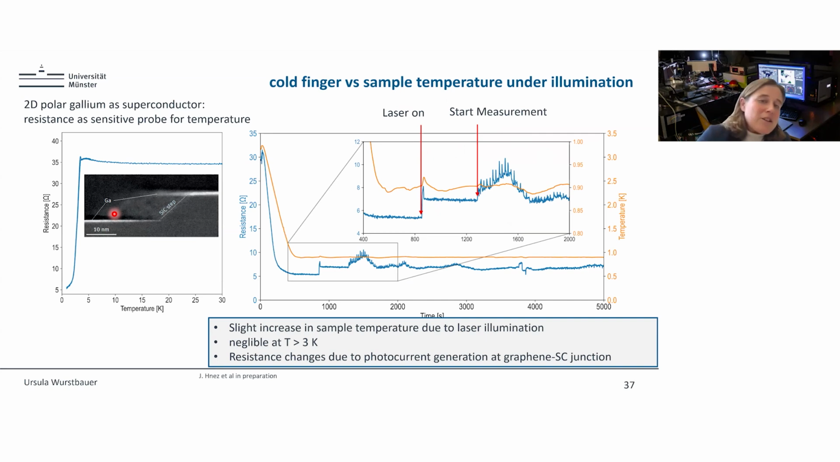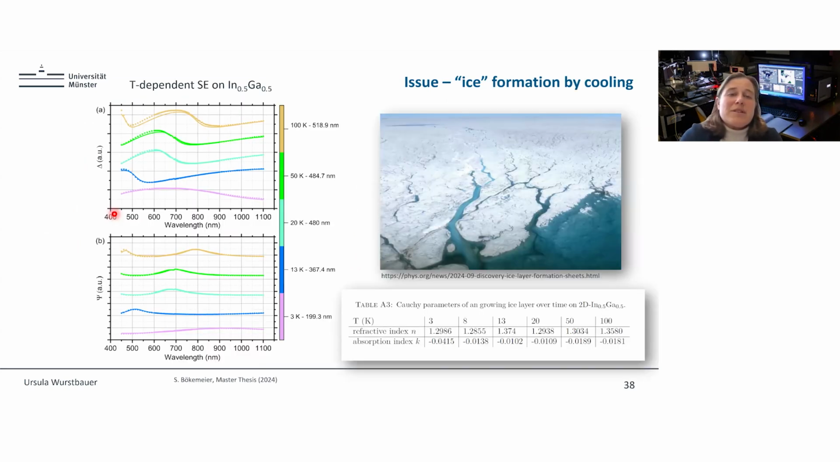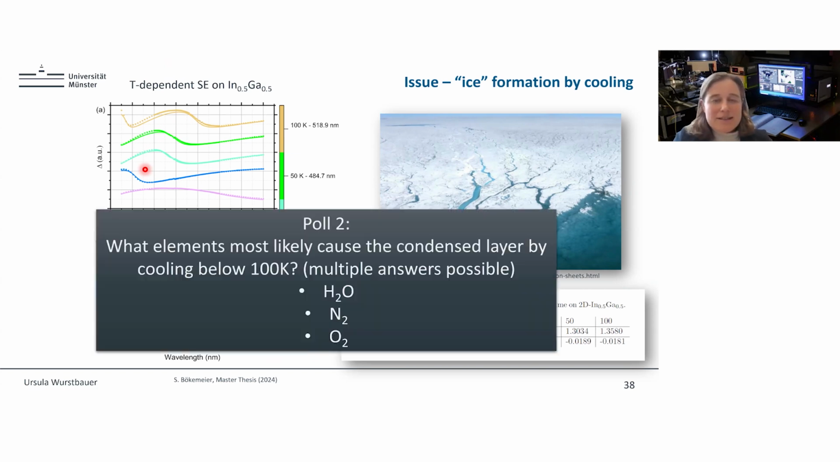There's another little issue we have to consider. In one of our very first measurements, you see here the ellipsometric angles versus wavelength, and we saw this peak is not so much related to temperature, it's much more related to measurement time. Then we figured out we have an ice layer forming on top. Maybe due to the interest of time, I suggest we skip the second poll and I give the answer immediately. What do you think caused the condensed layer by cooling below 100 Kelvin?